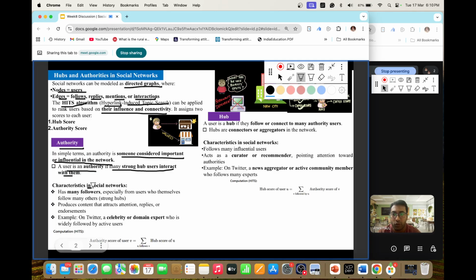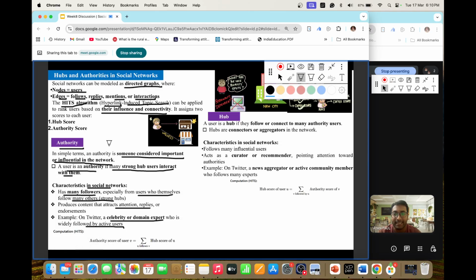So the characteristics in a social network: an authority has many followers, especially from users who themselves follow many others, strong hubs. Authorities usually have many followers, and these followers also have other followers who are following them. They produce content that attracts attention, replies, or endorsement. For example, on Twitter, a celebrity or a domain expert who is widely followed by active users is known as an authority.